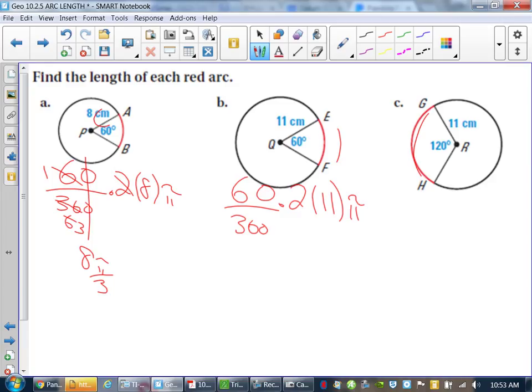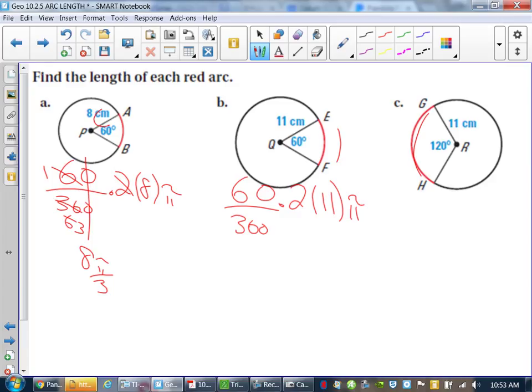If it was 300 degrees, what would that have been? 300 over 360, 5 over 6. 40 pi. It would have worked out. You get 11 pi over 3? 40 pi over 3. I don't remember what it is off the top of my head, but sure.